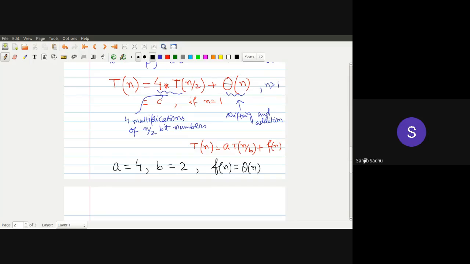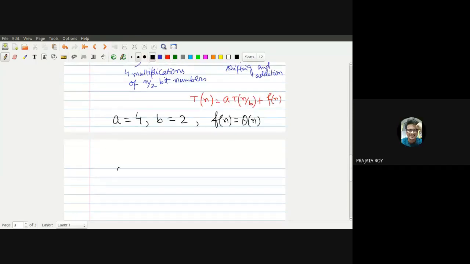Tell me. Sir, f(n) is equal to theta n, so n to the power log a base b. So what is this value? N to the power log 2 of 4. N square. Yes, sir. N square. So its value, T(n) will be? N square, sir.